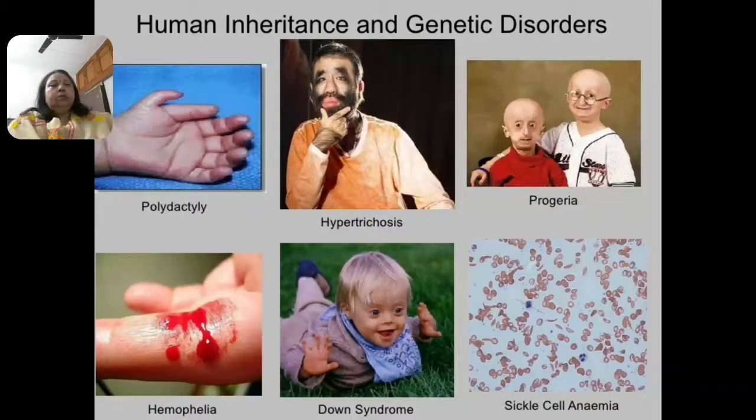Another disorder shown in this picture is hypertrichosis, meaning excessive hair growth on the outer surface of your body. Another example is progeria. It is found very rarely, but it is due to an abnormality present in chromosome number 5.